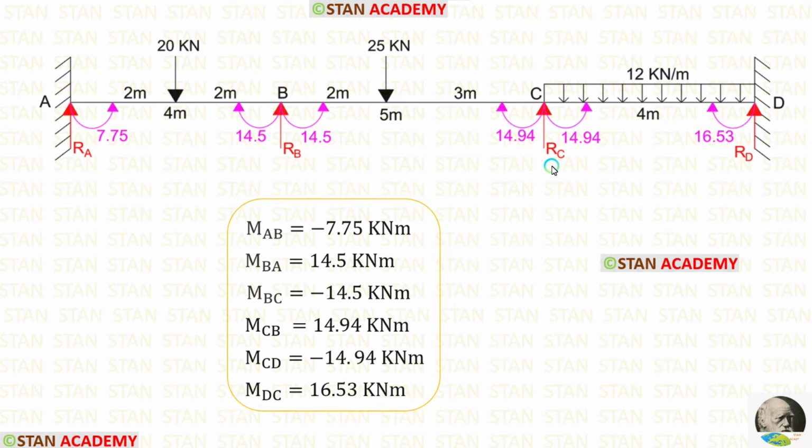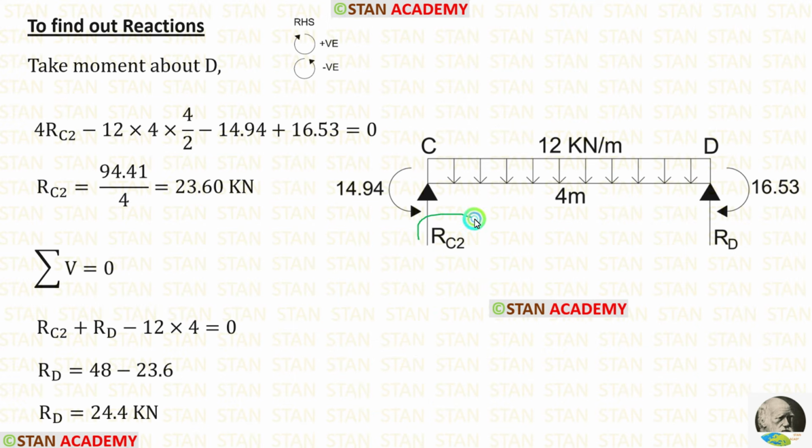Now, let us calculate the reactions in the span CD. In the span CD, there are two movements, MCD, which is acting in the anticlockwise direction, and MDC, which is acting in the clockwise direction. In this span, first I am going to calculate RC2. For that, I am going to take moment about D. The vertical reaction RC2 is acting towards the point D in the clockwise direction, so it will be positive and the distance is 4 meter, so 4 RC2.